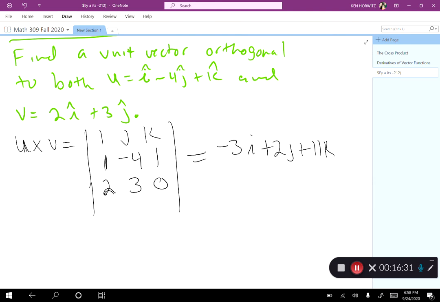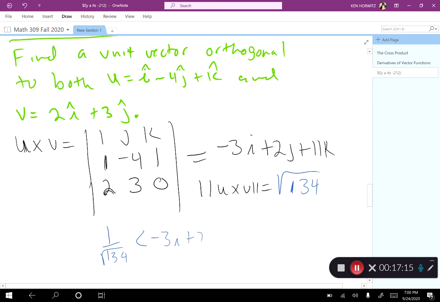Now, how do I make that into a unit vector, you may ask? That's a good question. Once again, we need the magnitude of u cross v. If you square them, add them, and square root them, why don't you pause the video and see what you get. Okay, hopefully you did u cross v and your magnitude. Your magnitude should wind up being the square root of 134. So you do 1 over the square root of 134 times your vector -3i plus 2j plus 11k.